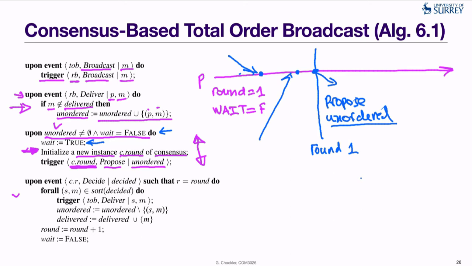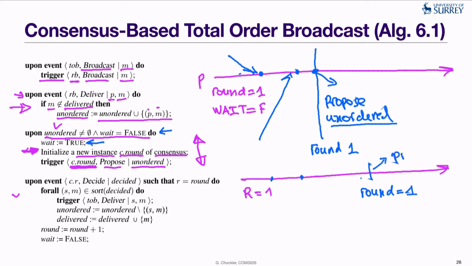Notice that the same actually happens at other processes as well. If this process got some messages, then this process also will get some messages, because we use reliable broadcast, right? And this process is also initially at round 1, and when it got these messages, at some point it may decide, okay, now I go ahead and I also activate consensus for round 1, and I also make a propose here.